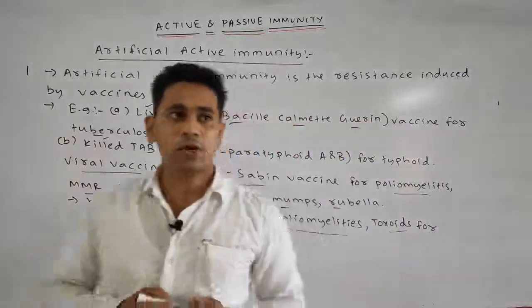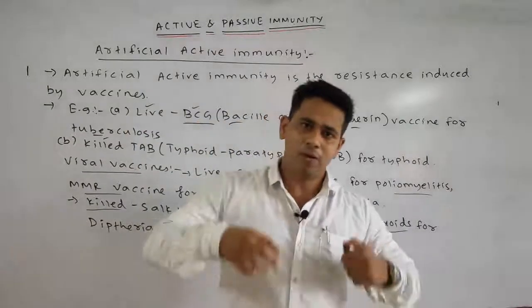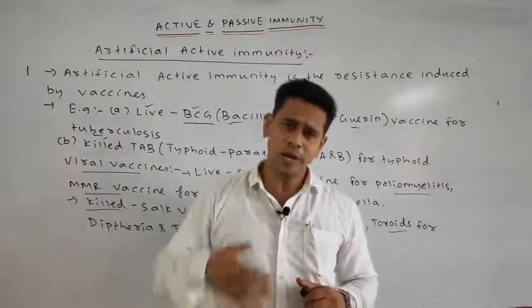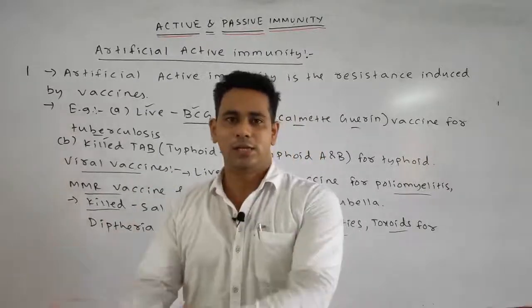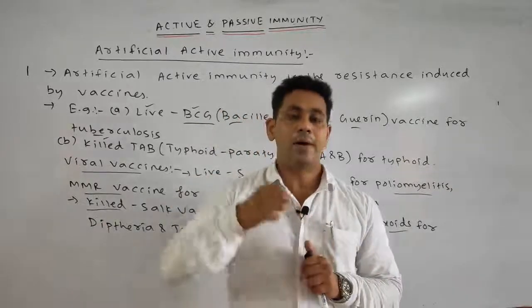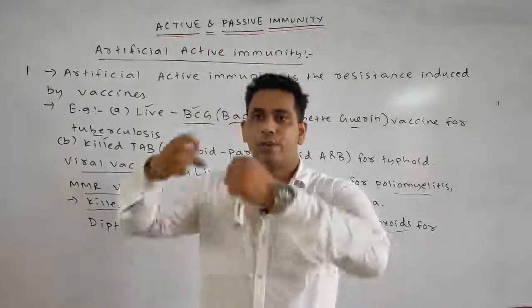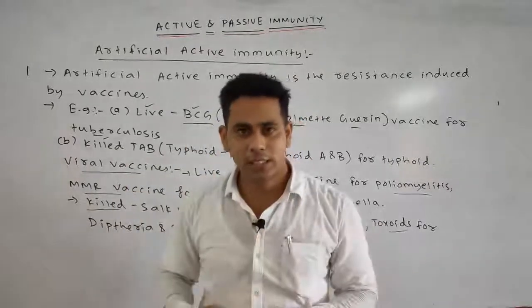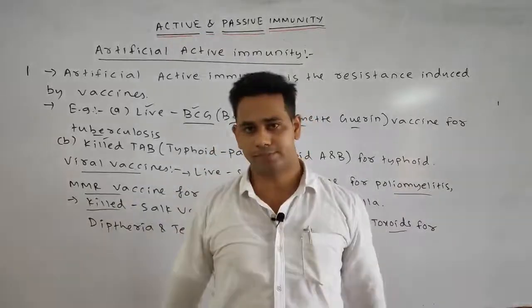Okay, so these are your artificial active immunity. It means our body will develop immunity, will develop antibody, and that antibody will fight against the various pathogen or antigen. But our own immune system will not produce that antibody. It is induced by the vaccine. When vaccine enters into our body, it will help in developing or producing the antibody.